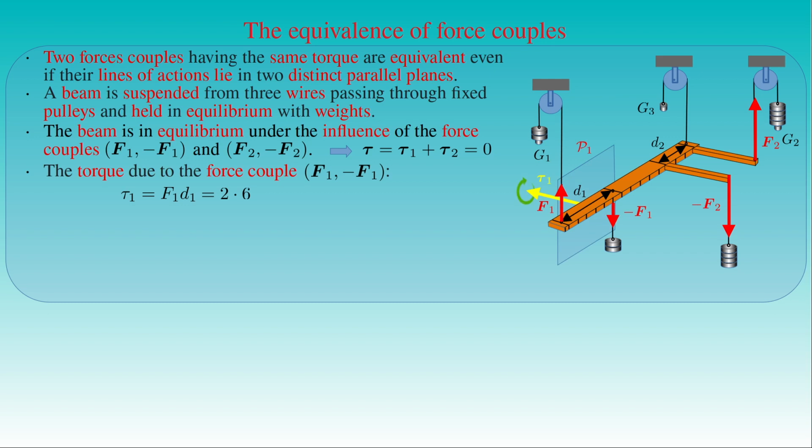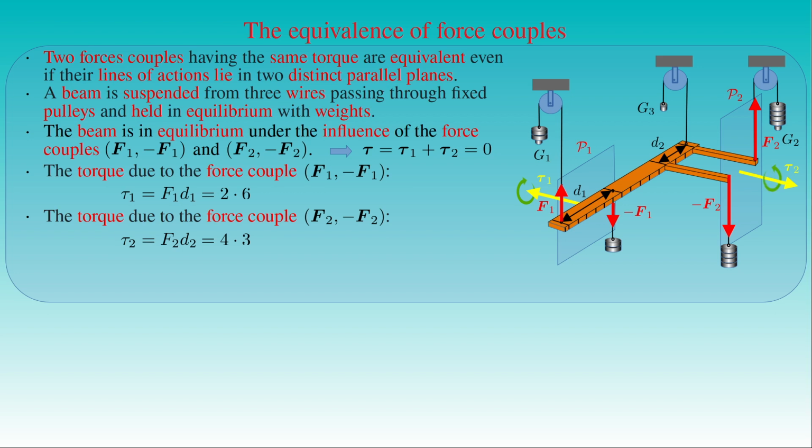The magnitude of the torque tau2 produced by the force couple F2 and minus F2 acting on the beam is equal to the magnitude of the force F2 times the distance d2 between the lines of action of the forces F2 and minus F2. Its value is given by 4 units of weight times 3 units of length. The torque tau2 is perpendicular to the plane P2 of the force couple F2 and minus F2, and its orientation shows that it produces a counterclockwise rotation.